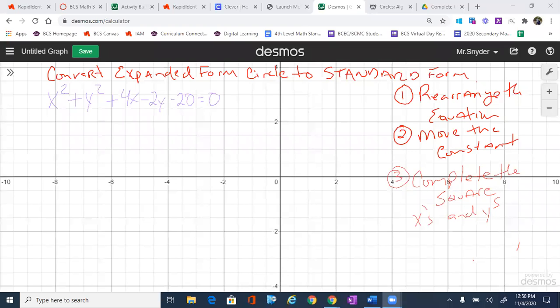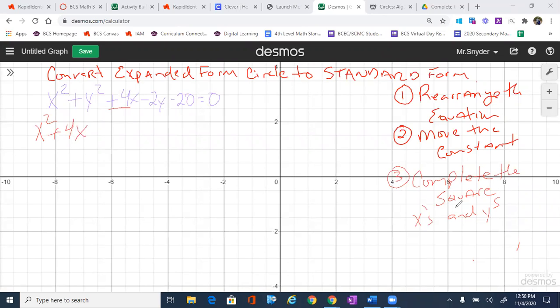All right, we're going to convert expanded form circle equations to standard form circle equations. And the first two moves we can actually do at the same time. We're going to start by rearranging the equation based off of x's and y's and moving the constant. I'm going to do this with two separate colors so it's easier to see. So I'm going to take that x squared, put it right here, and then take that positive 4x and put it right next to it.